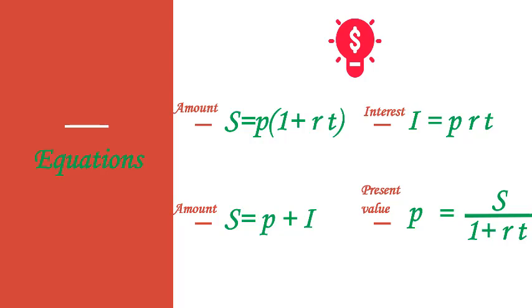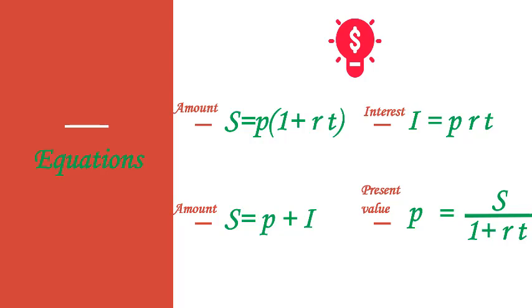We can calculate I by three ways according to the type of time. If the time is in years, then I equal BRT, where T here is in years. Secondly, if the time is in months, then I equal B times R times number of months over 12.